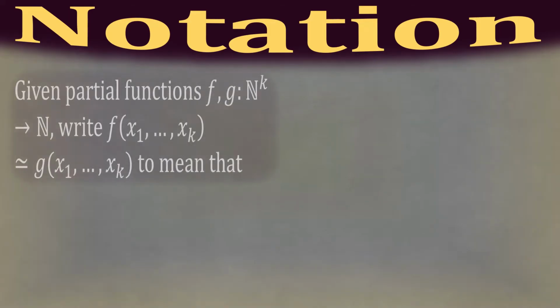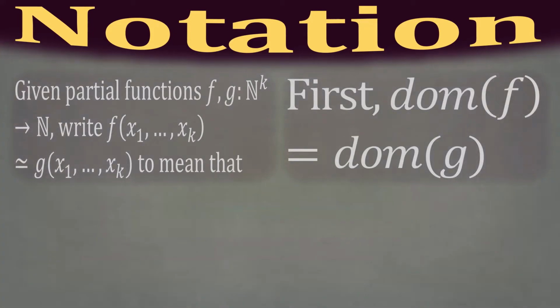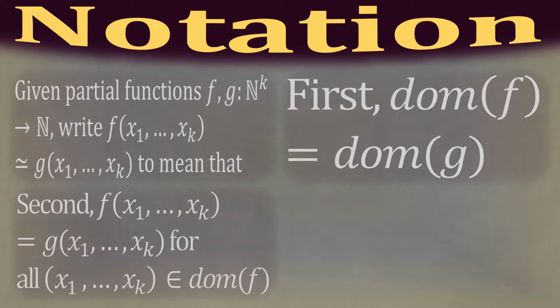Now, let's give some notation. Given partial functions f and g from the naturals to the k to the naturals, we write f of x1 to xk is approximately equal to g of x1 to xk to mean that, first, the domain of f is equal to the domain of g, and second, f of x1 to xk equals g of x1 to xk for all x1 to xk in the domain of f.